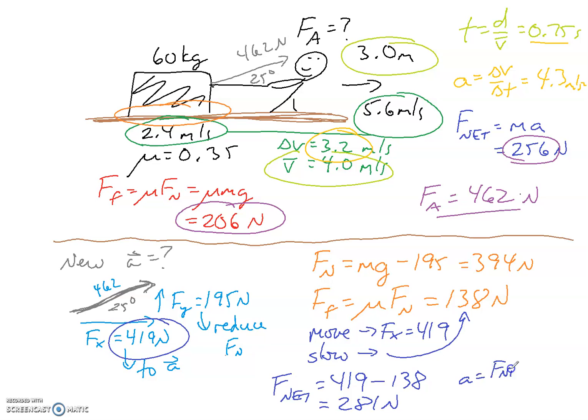Now that I have the net force, I can find my acceleration. Acceleration is the net force divided by the mass. The mass hasn't changed. So we have an acceleration now of about 4.7 meters per second squared.